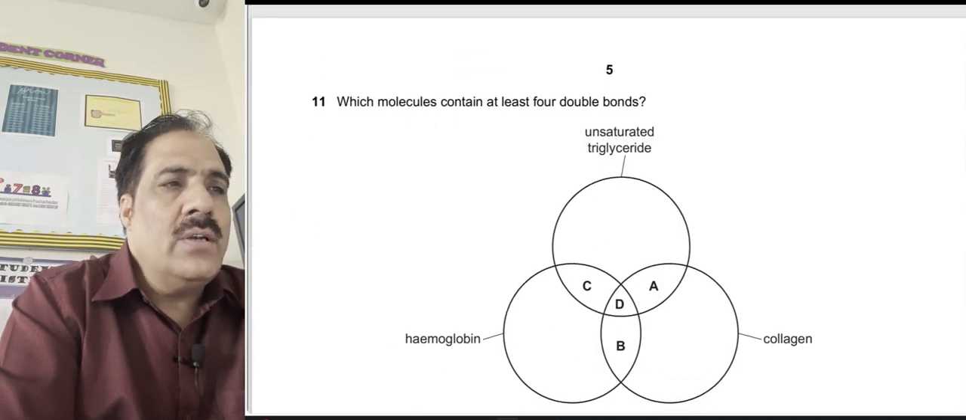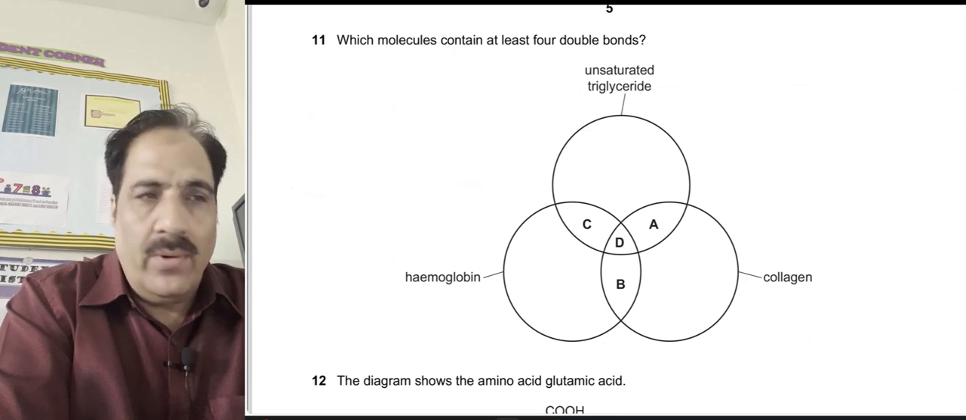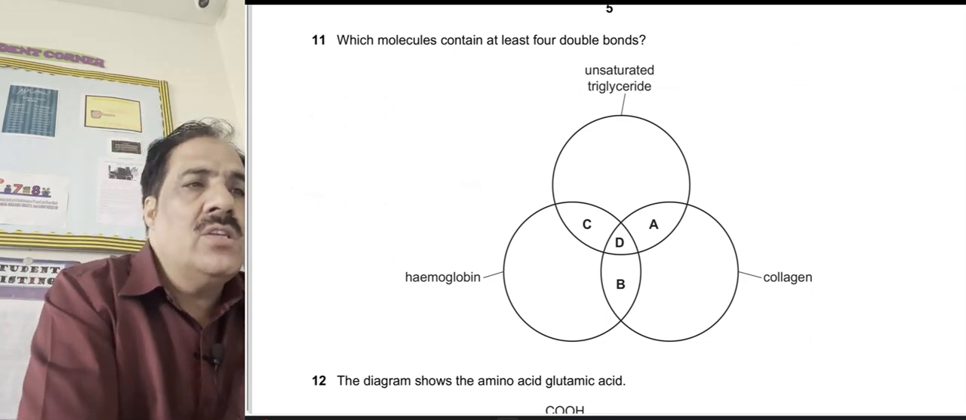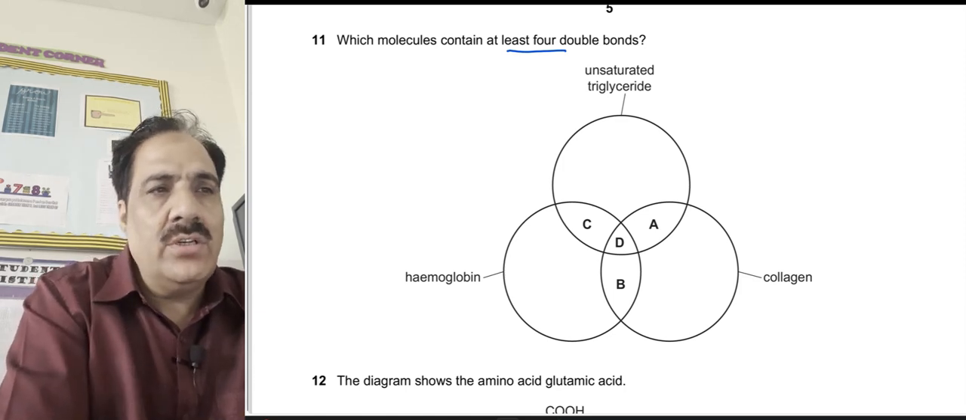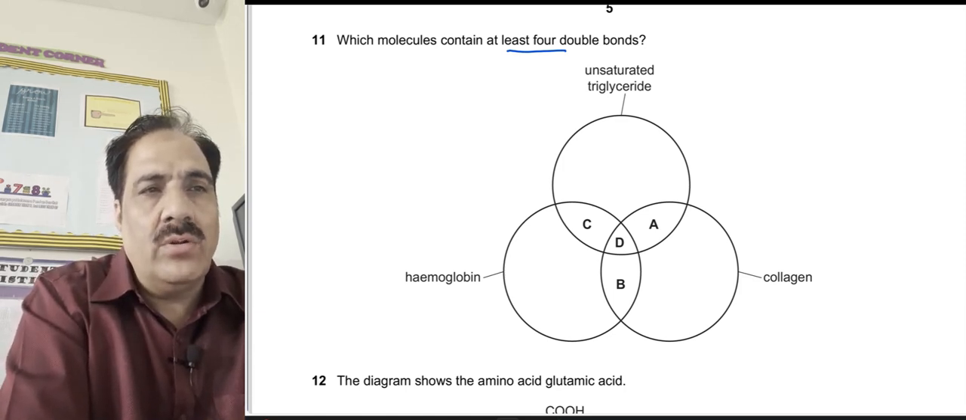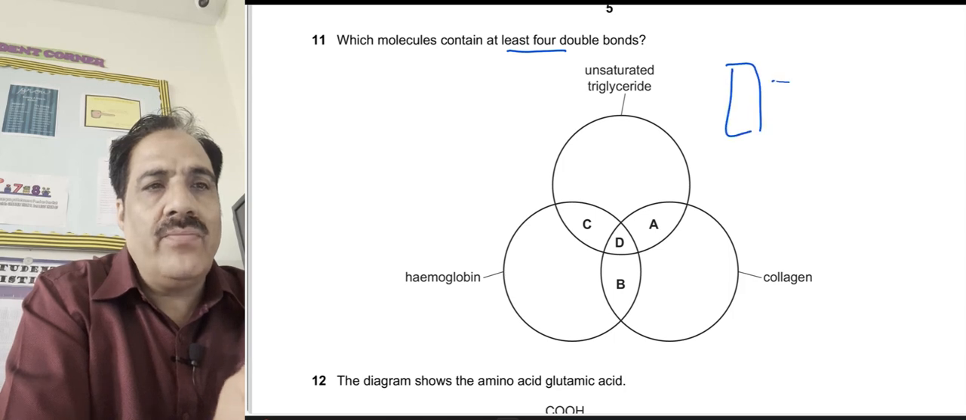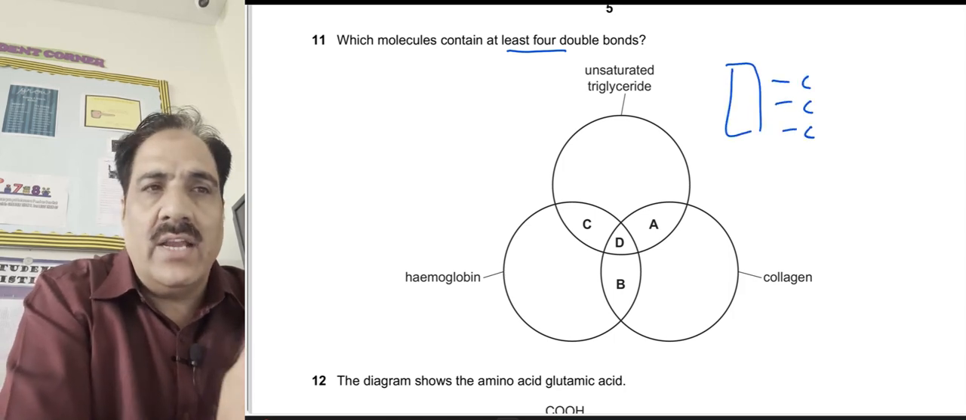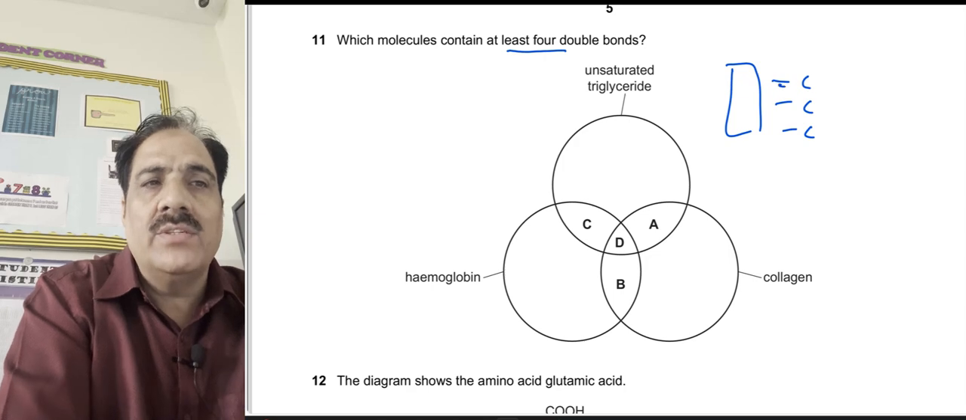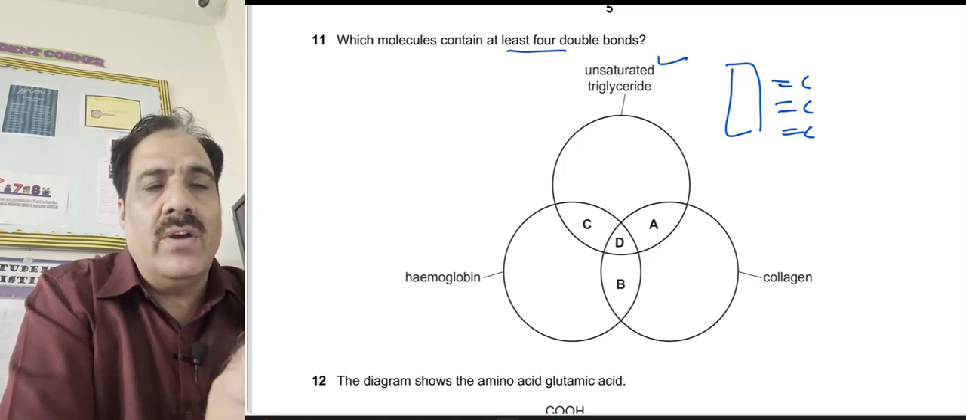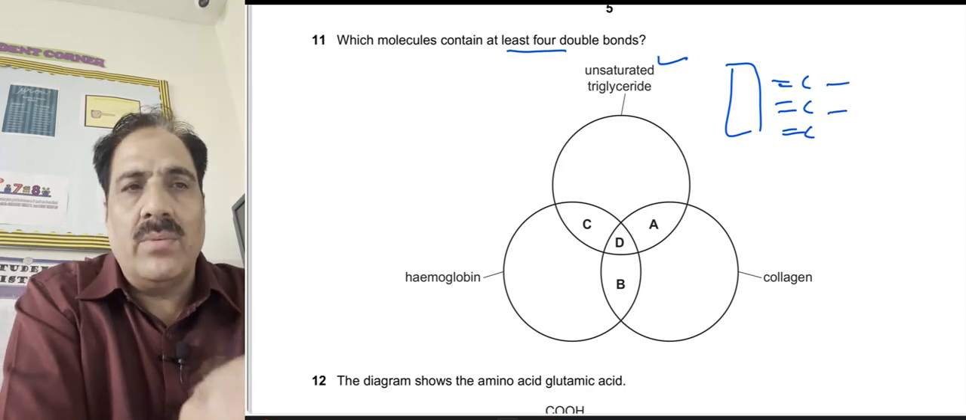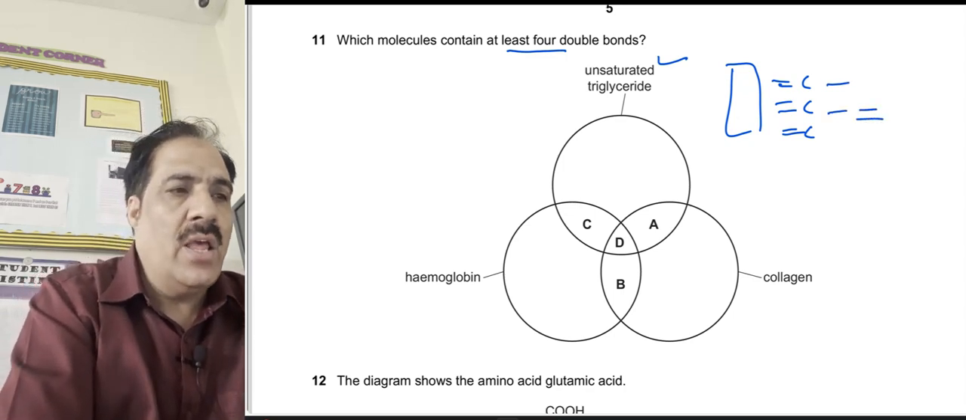Which molecules contain at least 4 double bonds? It's at least 4 double bonds. Unsaturated triglycerides. Unsaturated triglycerides means if this is the glycerol, then we have the 3 fatty acids and they contain the double bond. So we have 3 double bonds here. And if they are unsaturated, even if one of them contains a double bond, it's unsaturated, that means yes, it contains.